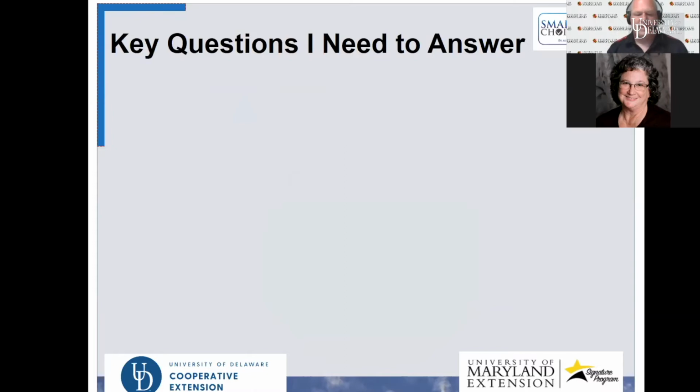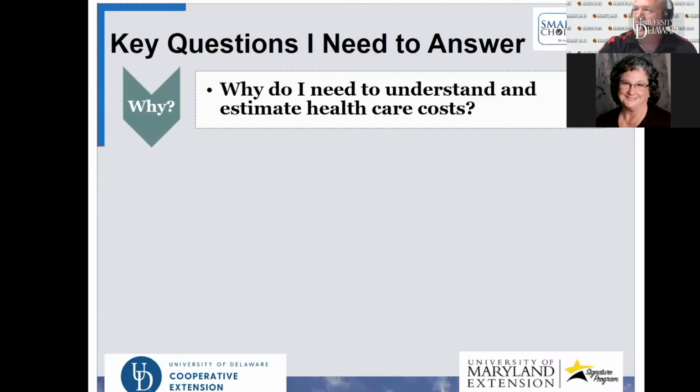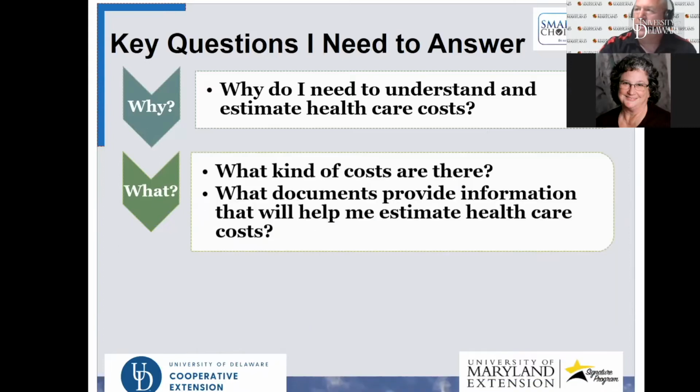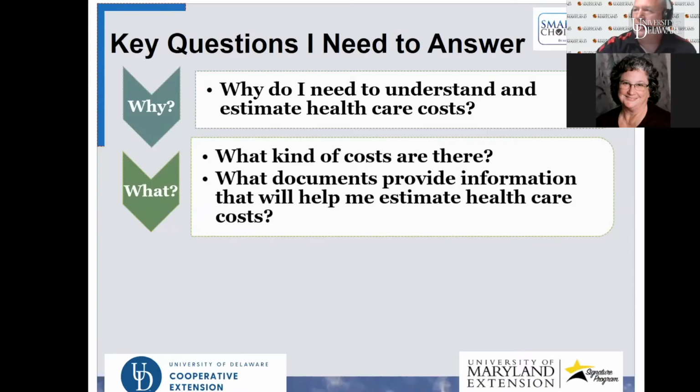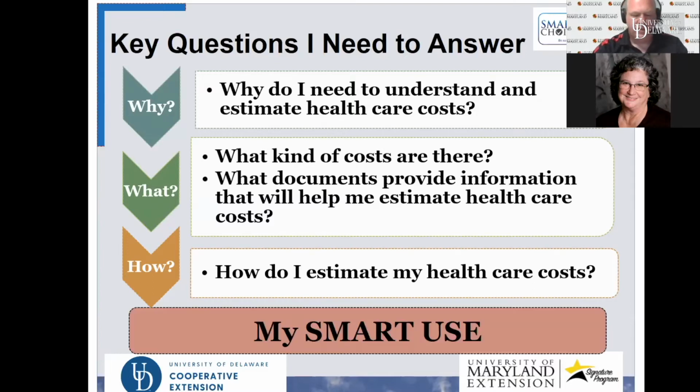And so as we developed our presentation today, we came up with key questions that we were going to try to answer. One is why: why do I need to understand and estimate healthcare costs? The what: what kind of costs are there and what documents provide information that will help me estimate healthcare costs? And the how: how do I estimate my healthcare cost? And in doing so, it'll make you a smart user of your health insurance.